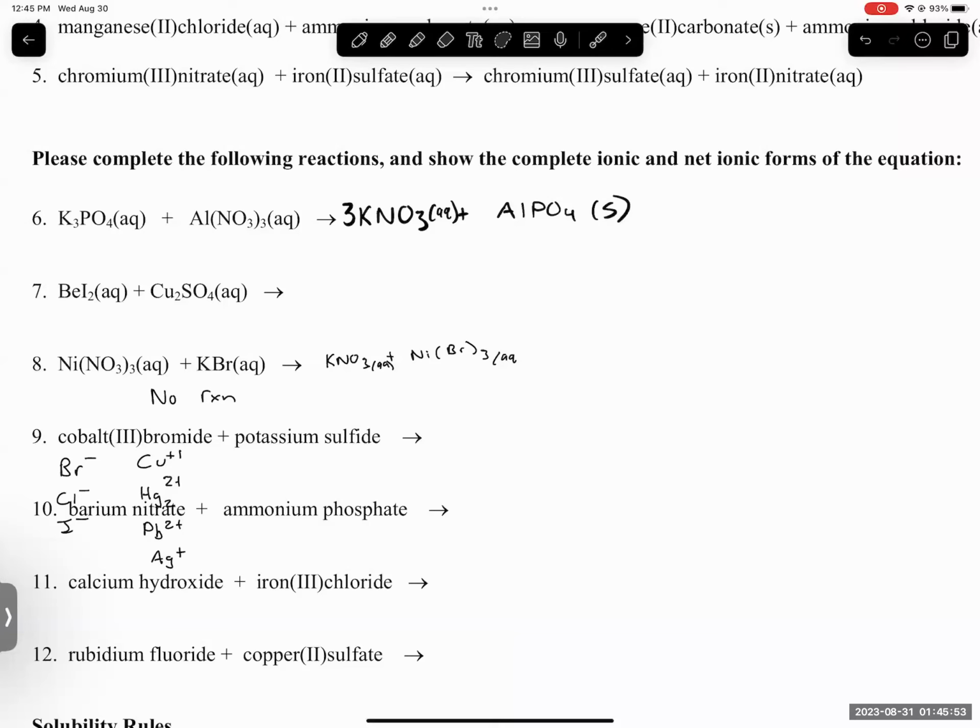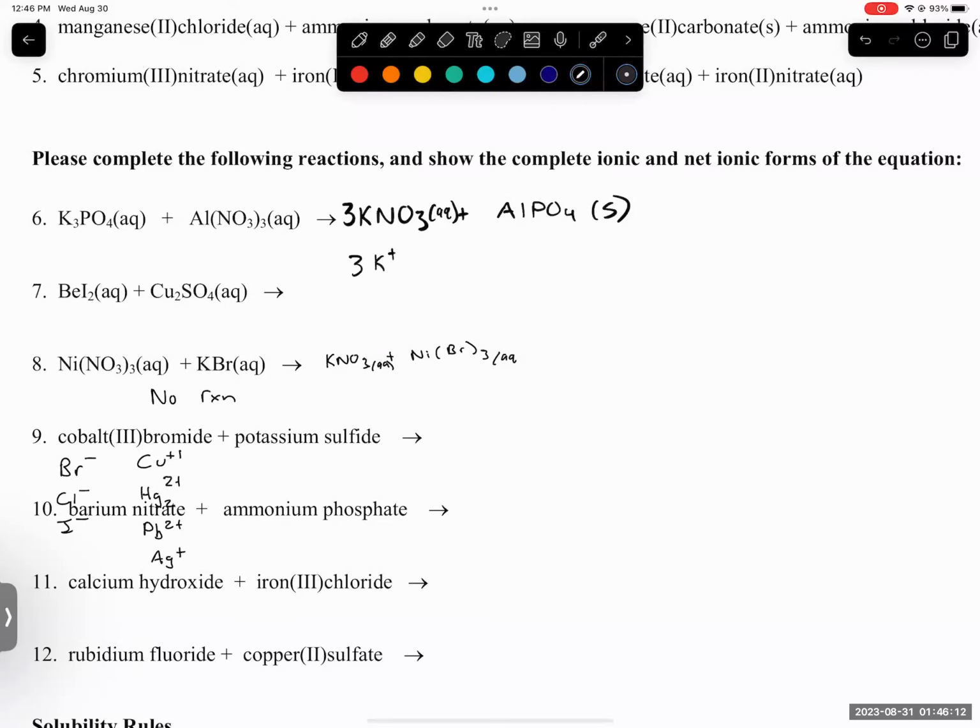So now that we know what is aqueous and what's solid, we know what to break into its ions in solution and what not to break. So I'm just going to start over here. We have K plus, because potassium phosphate's soluble, and 1 PO4. Are y'all with me so far?